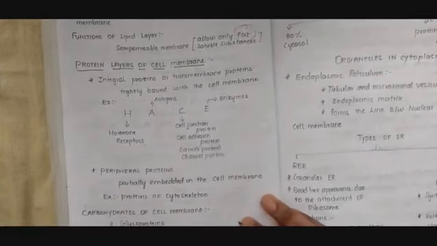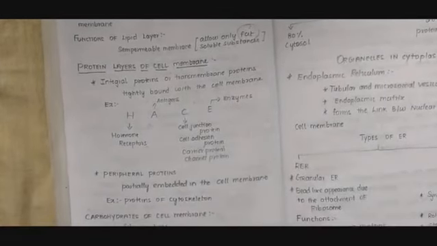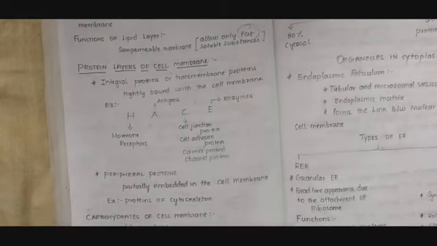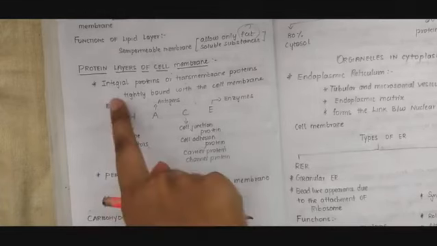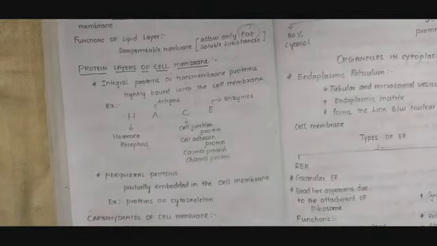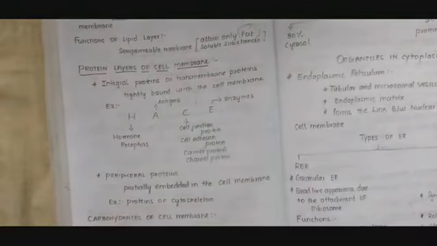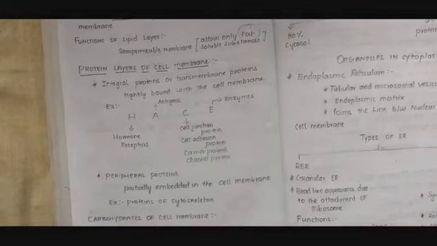Now let us discuss the protein layer. Under this, we'll discuss two important proteins. The first one is the integral protein and the second one is the peripheral protein. Integral proteins are tightly bound with the cell membrane, whereas peripheral proteins are partially embedded in the cell membrane.